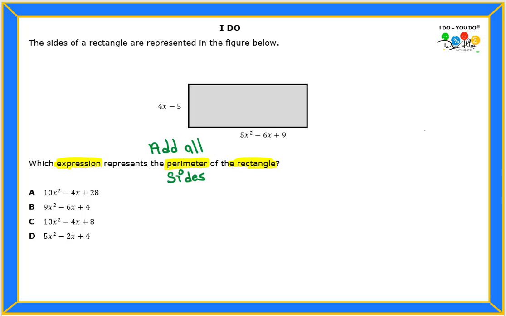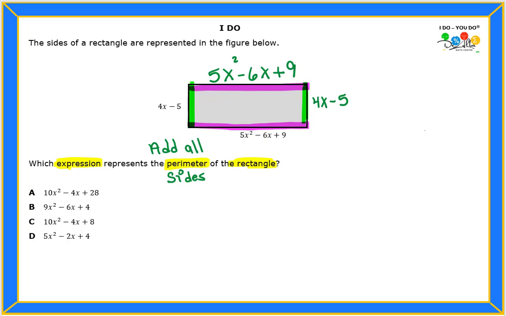Now notice how there's nothing on the top side, but if you guys remember, rectangles have opposite sides that are congruent, right? They're parallel and congruent. So those two should be the same, and the left should be the same as the right, which is like the width. Okay, so I'm gonna go ahead and write down my expression of 5x squared minus 6x plus 9, and on the right side it will be 4x minus 5.